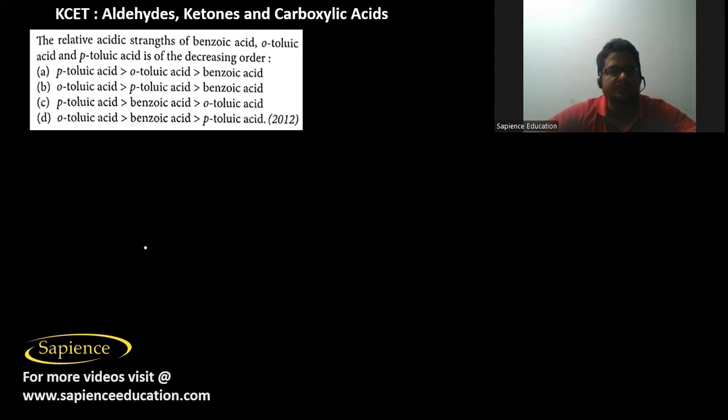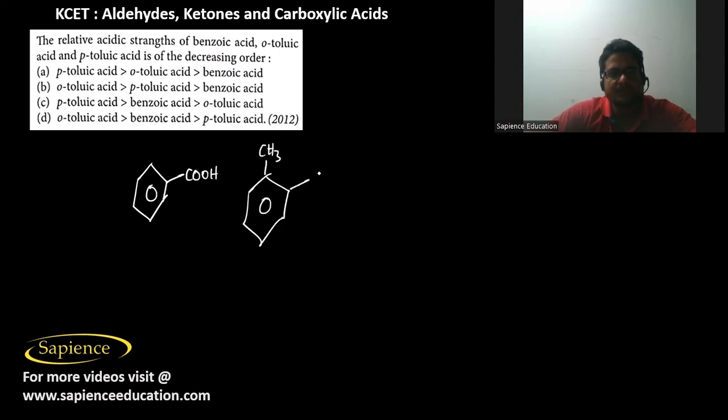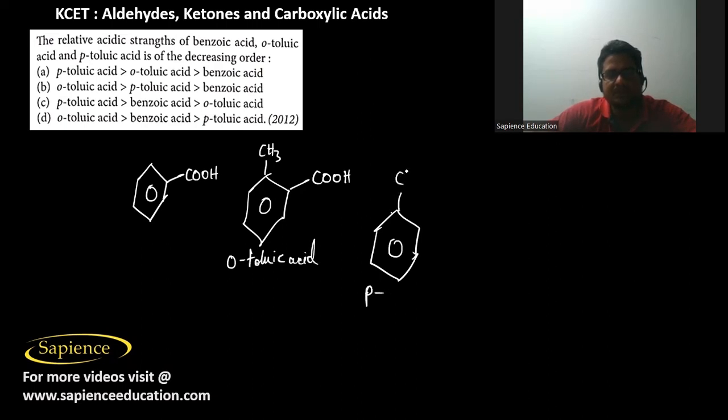Then here it is told about the relative acidic strengths of benzoic acid. So benzoic acid is C6H5COOH, and then orthotoluic acid, where toluene has CH3, so this one is orthotoluic acid, and then we have paratoluic acid, with CH3 and COOH at opposite positions. So this will be called paratoluic acid, and this is benzoic acid.